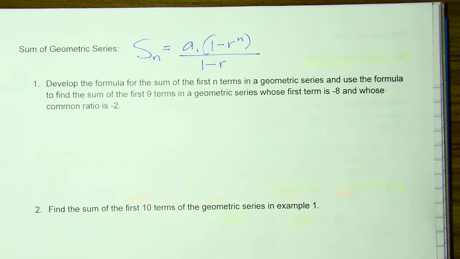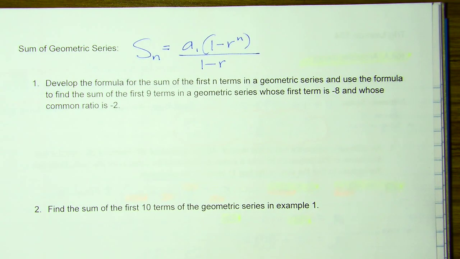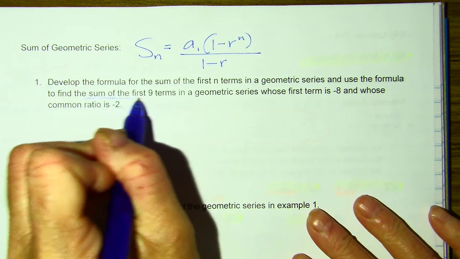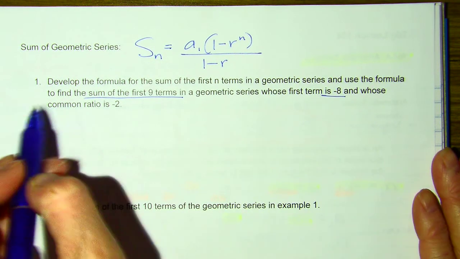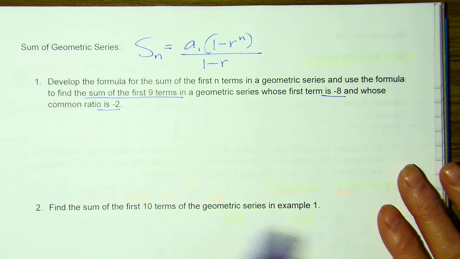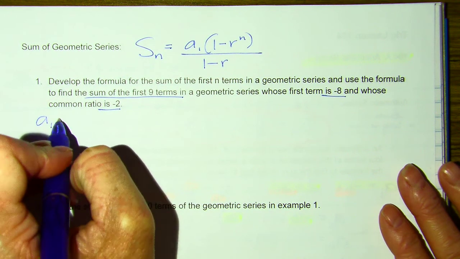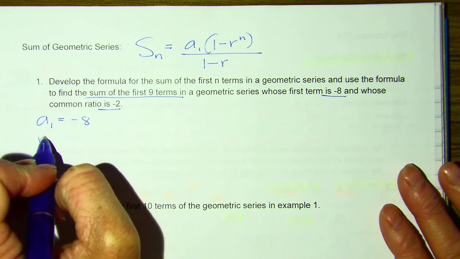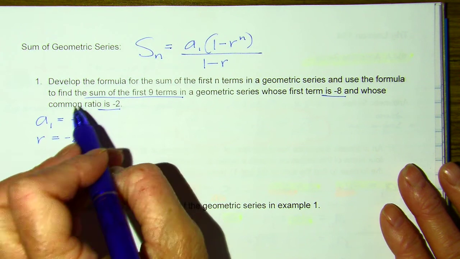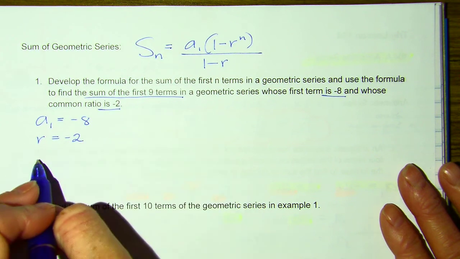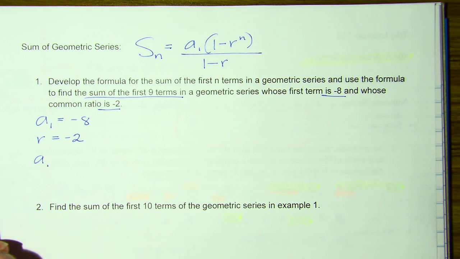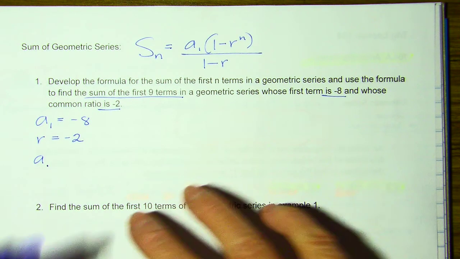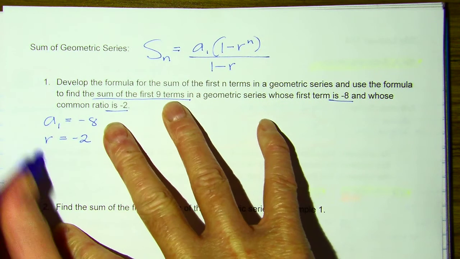All right, so we are going to develop the formula for the sum of the first n terms in a geometric series and use the formula to find the sum of the first 9 terms in a geometric series whose first term is -8 and whose common ratio is -2. So I know a1 is -8 and I know r is -2. To find the sum of the first 9 terms, I would need the 9th term, but actually I don't need it for this. I have everything I need.